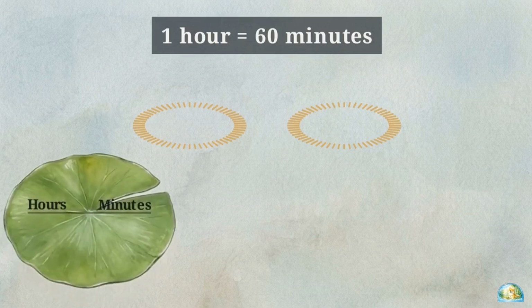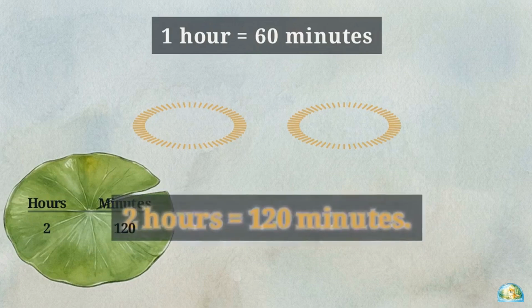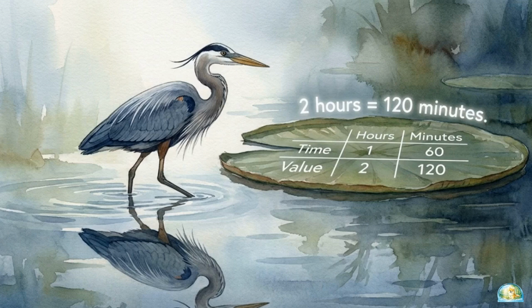Based on this 60-minute relationship, how many minutes are in 2 hours? 2 times 60 equals 120, so 2 hours equals 120 minutes. While the multiplier changes depending on the system we use, multiplication is the consistent tool we use to break a large unit into smaller pieces.